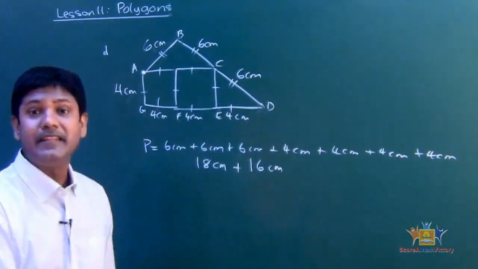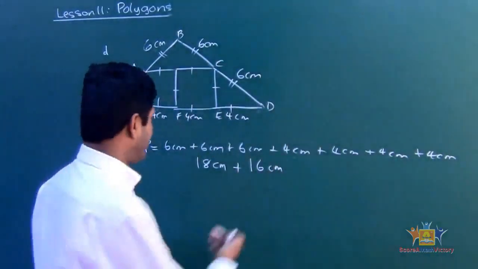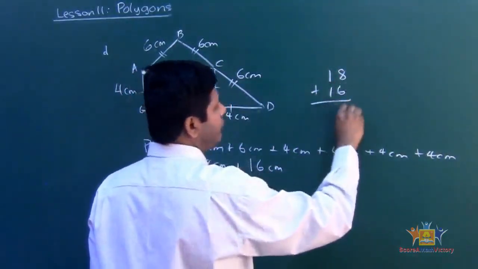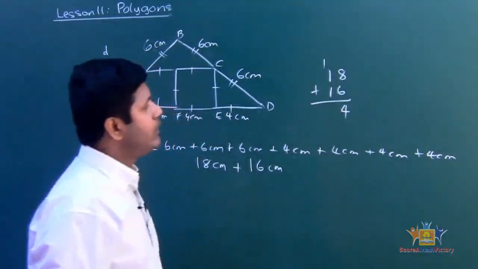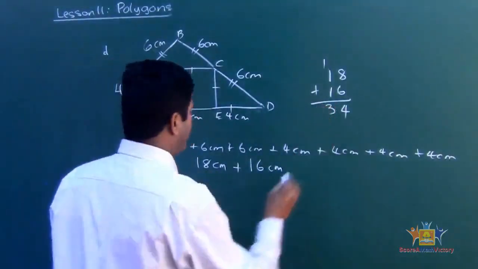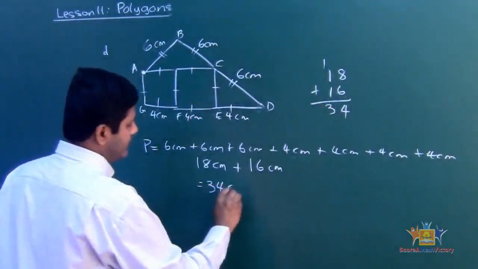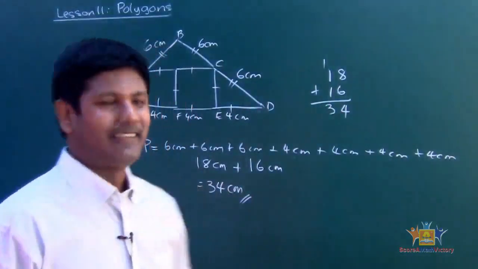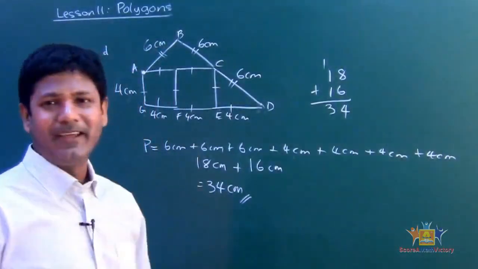Now we can just line them up and add them. 18 with 16. 8 plus 6 is 14. 4 carry 1. 1 plus 1 is 2. 2 plus 1 is 3. So 34 centimeters. There you go. That's it right there.